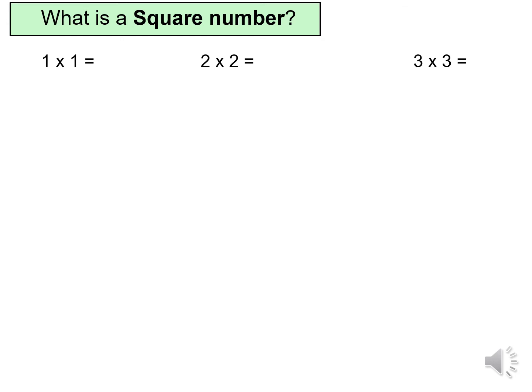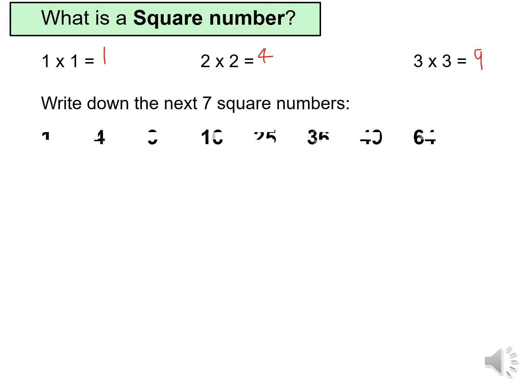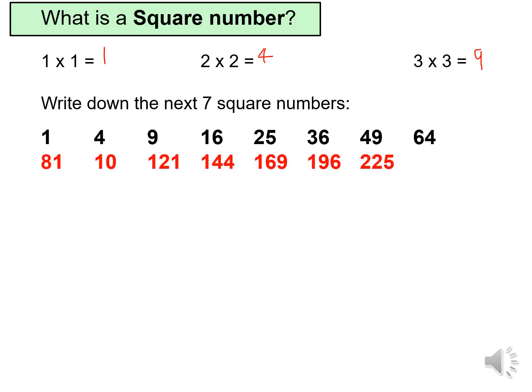Okay, what is a square number? It is when the number is multiplied by itself. So for example, 1 times 1 is 1, 2 times 2 is 4, and 3 times 3 is 9. Okay, so write down the next 7 square numbers from this set of numbers. Pause the video and have a go. We'll come back in a second. Okay, what you should have got is this.